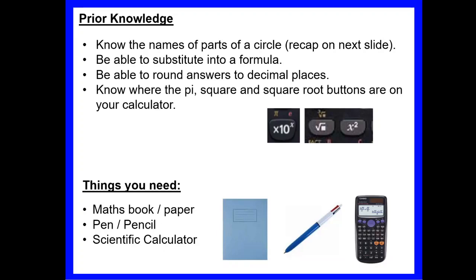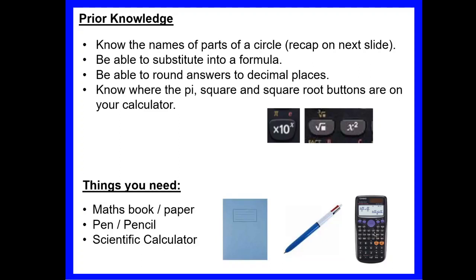Be able to substitute into a formula, be able to round answers to decimal places, and to know where the pi, square root and square buttons are on your calculator. So if you're using the normal Casio calculator, then your pi button is this little yellow one here above the x10x button, which is down here at the bottom of your calculator. To get that, you will need to press the shift button at the top and then the x10x to get the yellow pi.